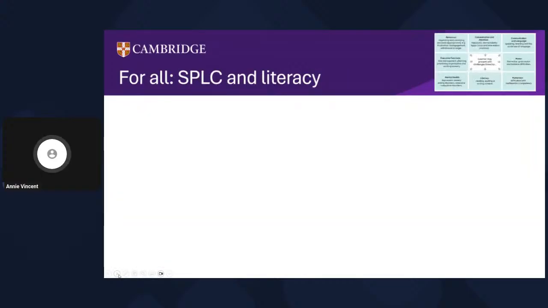Now, remembering that speech, language and communication skills, as we saw at the start of the presentation, are some of the most common educational needs, and knowing also that at secondary, around 25% of our students on average will not be at age expected reading levels, embedding strategies that support literacy can be really, really beneficial to boosting that universal provision, that universal offer.